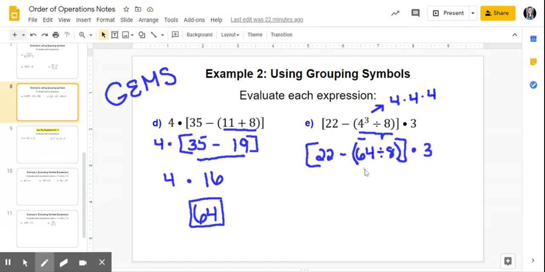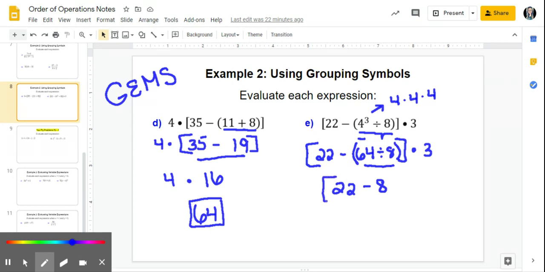Okay, I still have grouping symbols. I still have 2 sets of grouping symbols. I still have those parentheses that we said we have to take care of first. So now I'm going to keep working inside those and do that division next. 64 divided by 8 just gives me 8. Drop down everything else. You can lose the parentheses, but the brackets are still there.